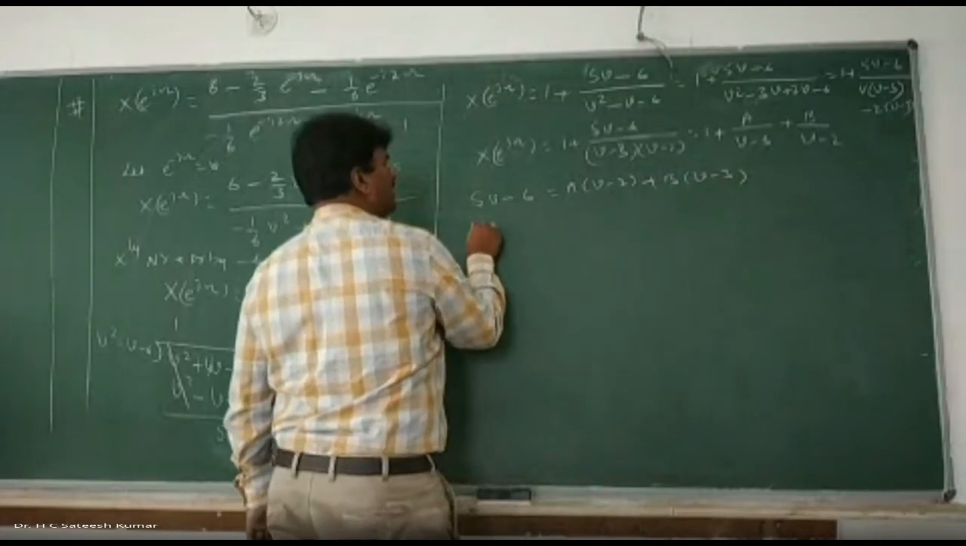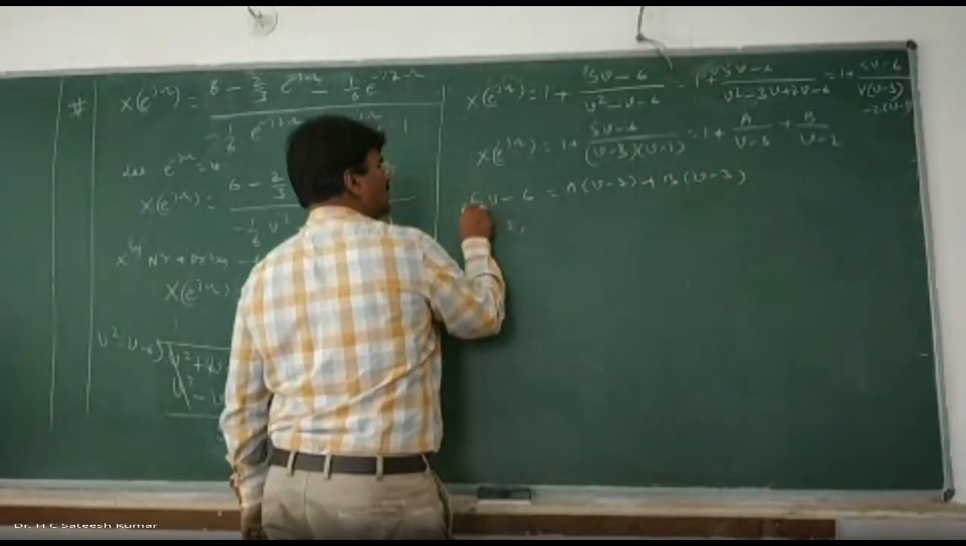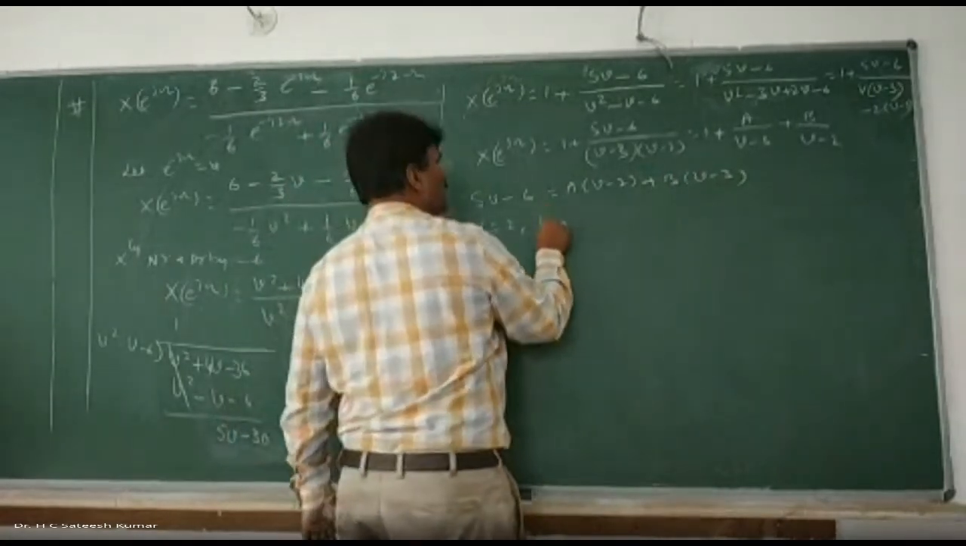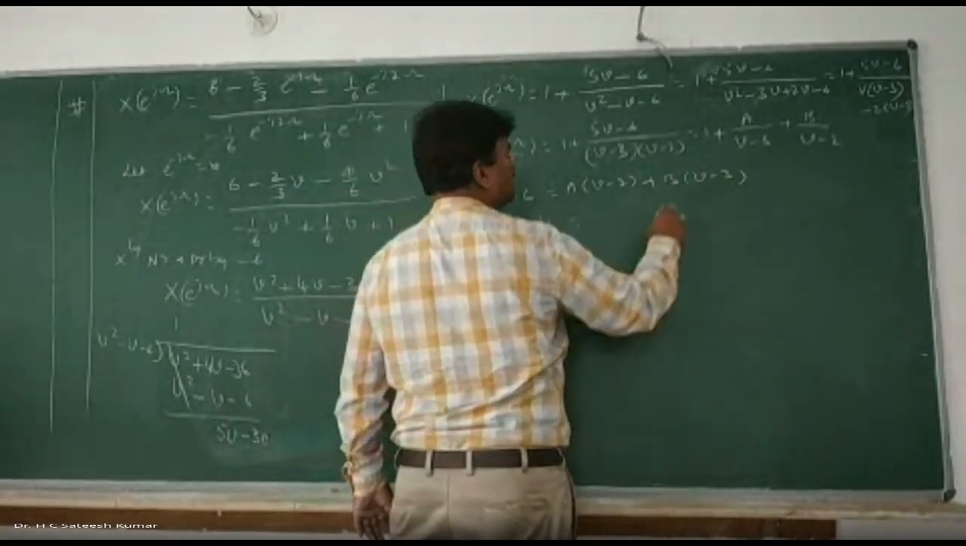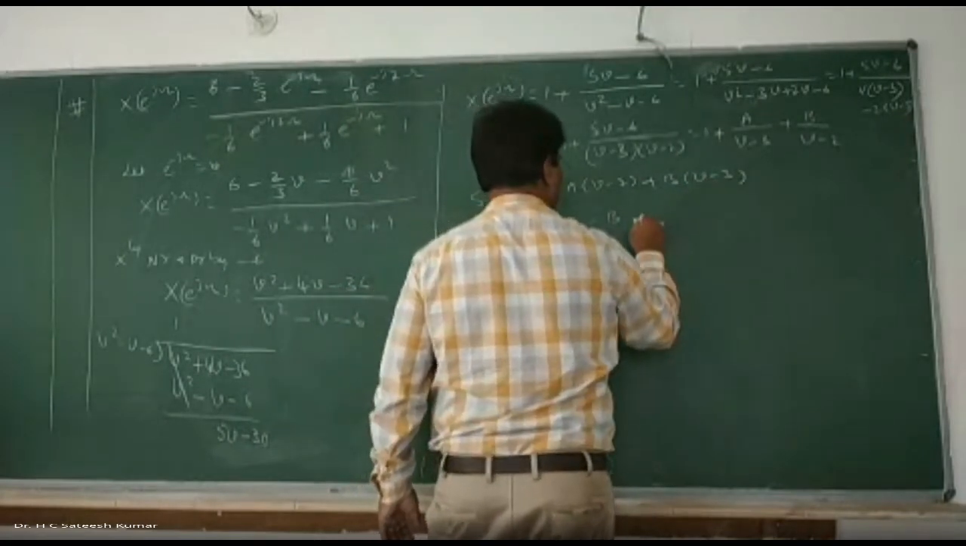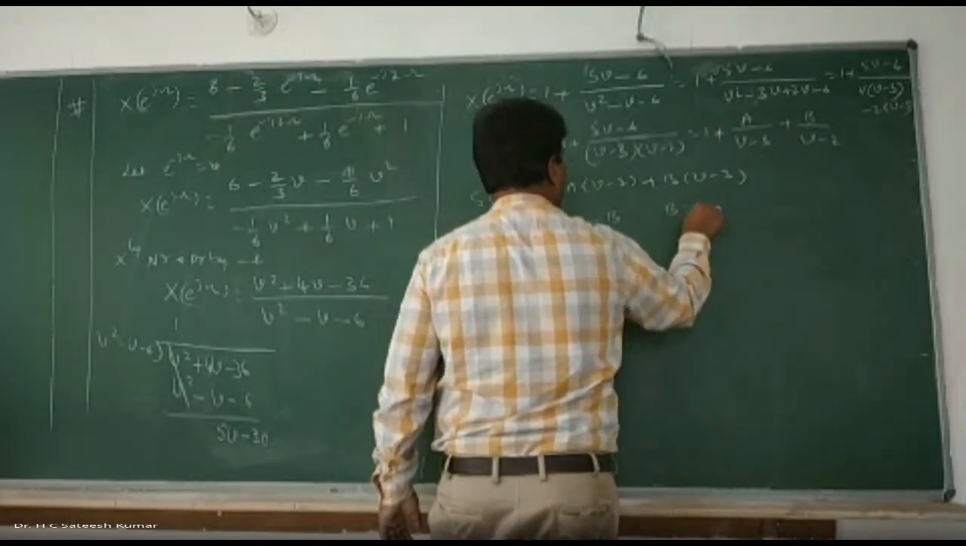Therefore, put v is equal to 2. 2 into 5 is 10. 10 minus 6 is 4. 4. v is 2 means 2 minus 3 is minus 1, minus b. Therefore, b is equal to minus 4.